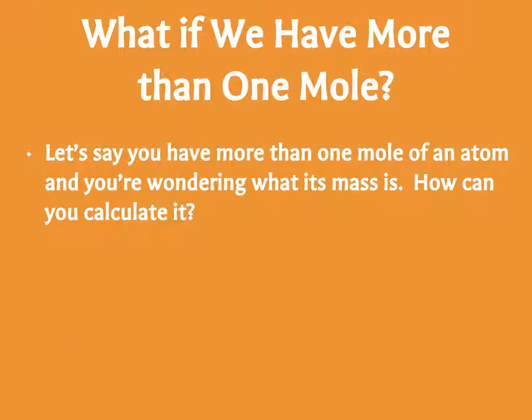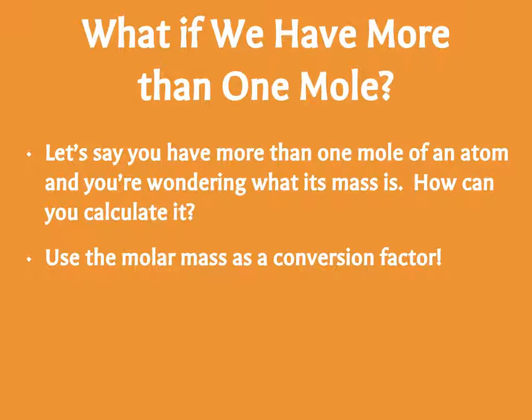So the way that this all connects to what we've been doing in class is when we have more or less than 1 mole of some substance. So if you have more or less than 1 mole of something and you want to know its mass, well, how can you calculate it? Well, what you need to do is to just use the molar mass as a conversion factor. So the molar mass, remember, is equivalent to 1 mole of whatever element or substance it is equal to the number in grams from the periodic table of that element.